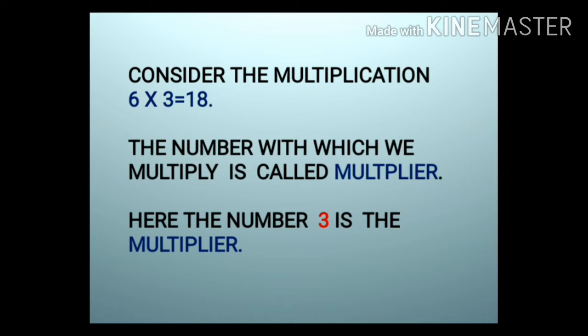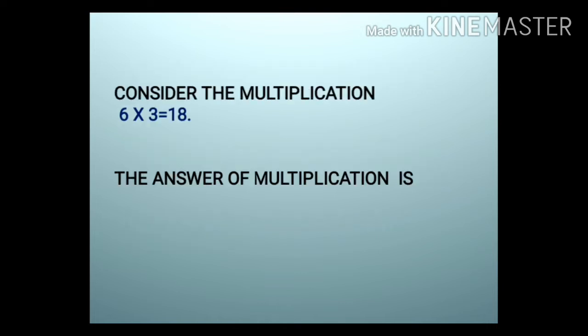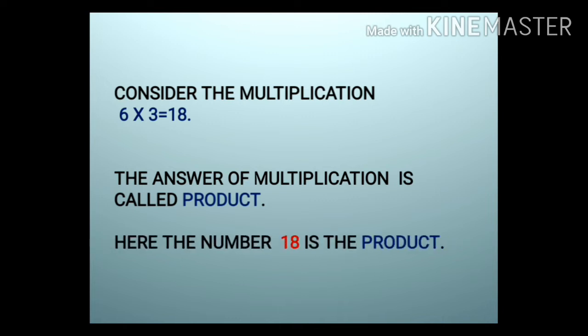Now let us consider the same multiplication, 6 into 3. Now the answer of multiplication is called product. 6 into 3 is equal to 18. The answer of multiplication is called product. Here the number 18 is called the product.